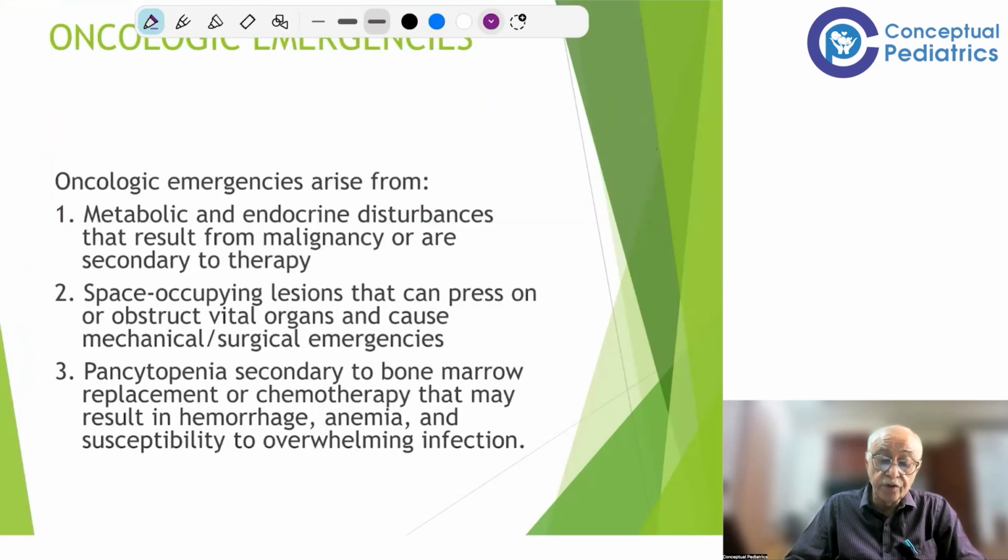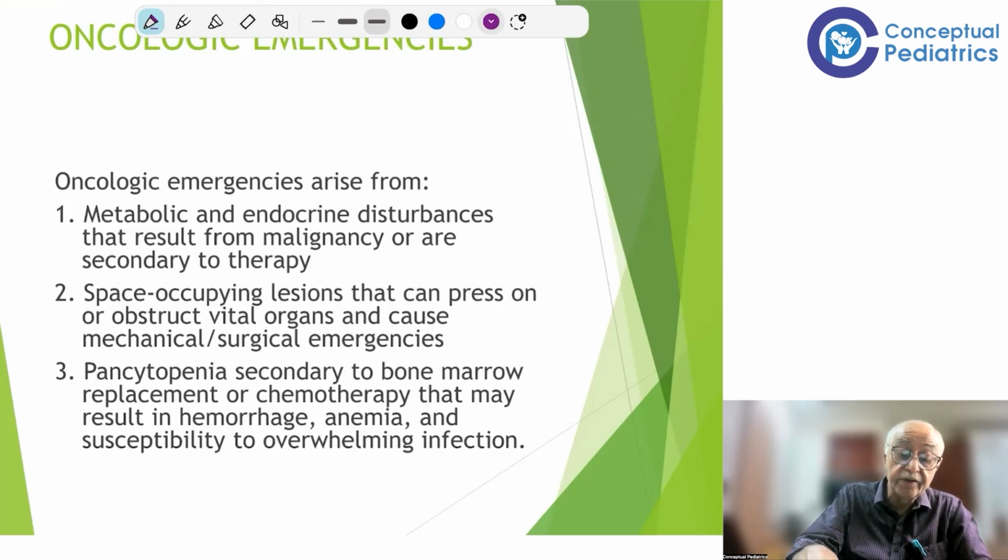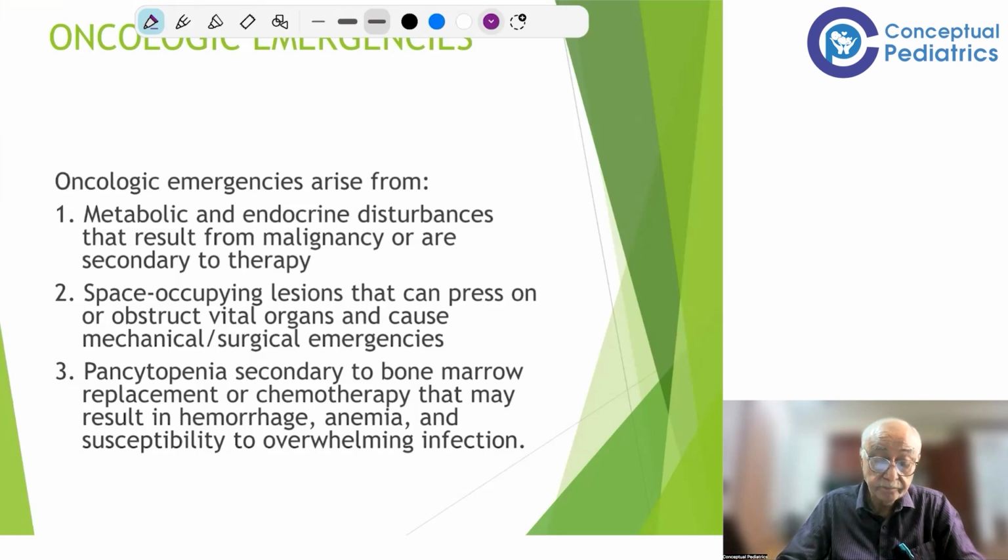Now, what are these oncological emergencies? They arise from the metabolic and endocrine disturbances that result from the malignancy or are secondary to therapy. So basically, these are the metabolic and endocrine disturbances.